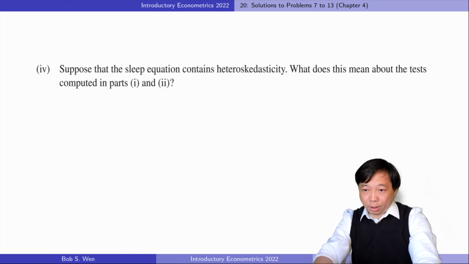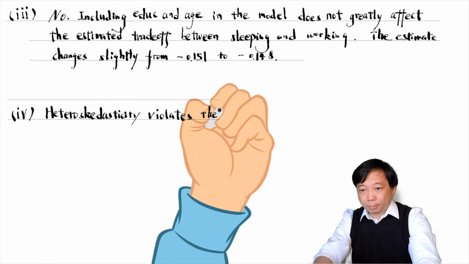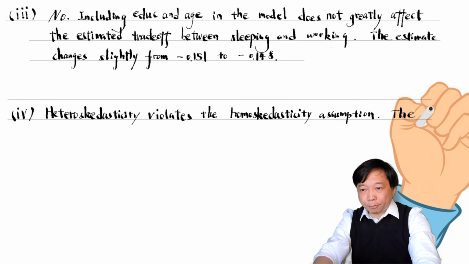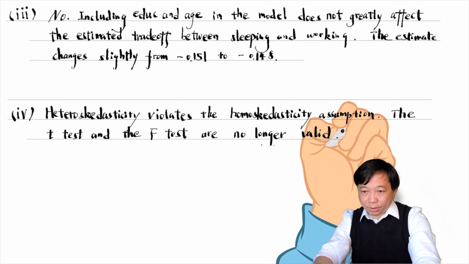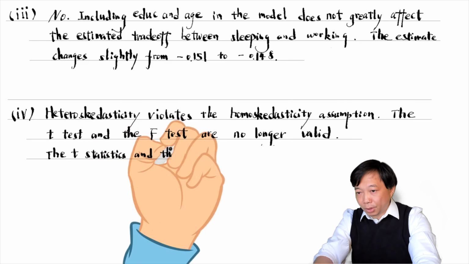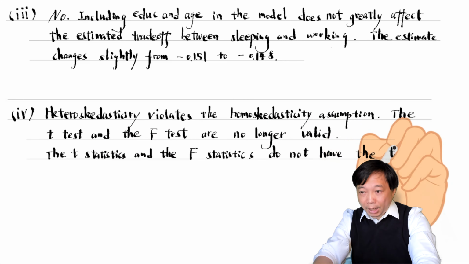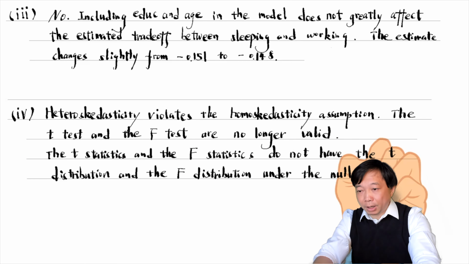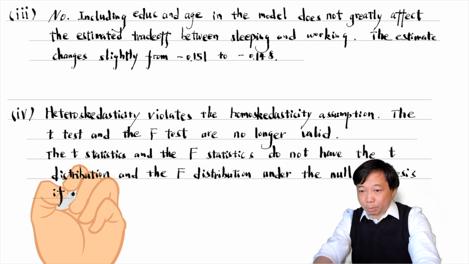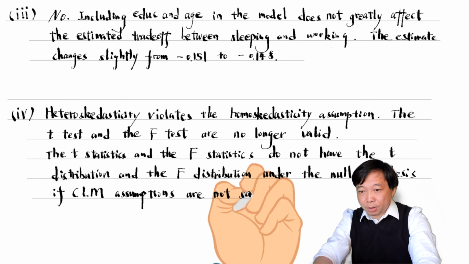For the last question, heteroscedasticity violates the homoscedasticity assumption. The t-test and the F-test are no longer valid because the t-statistics and the F-statistics do not have the t-distribution and the F-distribution under the null hypothesis if the classical linear model assumptions are not satisfied.